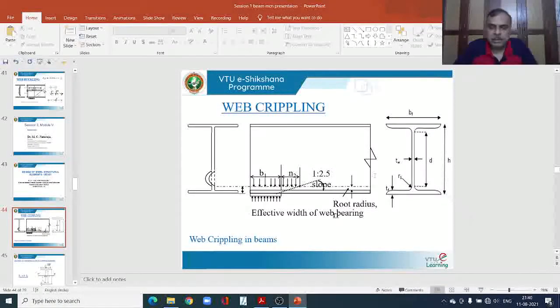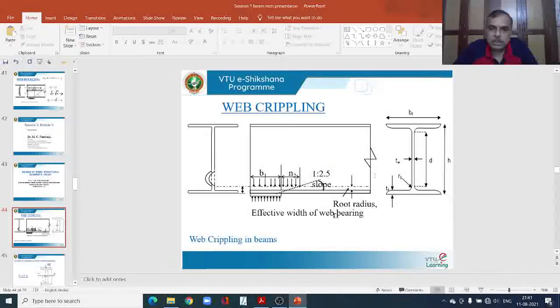Well, students, if you recollect, what were we discussing in the previous class? I was mentioning the secondary failures that can happen in the I section. These are all rolled sections consisting of flanges and web. Because of the thinness of the element, where the width is considerable compared to the thickness, the ratio of width to thickness is the factor that controls the buckling. With reference to this, we have seen the buckling of the web in the previous class.